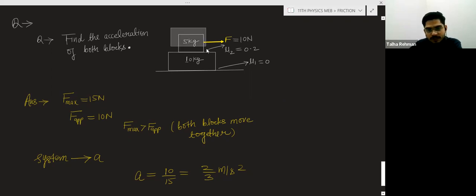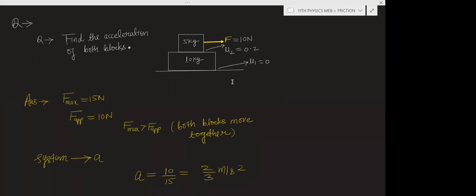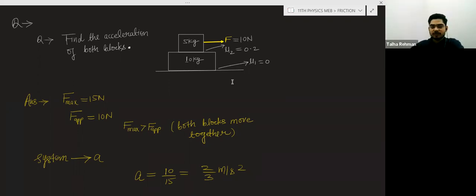Divyangi, on this block of 5 kg, which type of friction will be there? 10 Newton. Right, that's the answer. Because with respect to this 10 kg block, this 5 kg block will be at rest. Both are moving together, so there will be static friction. Why? Because there is no relative motion between such surfaces. That is why the friction force will be 10 Newton.